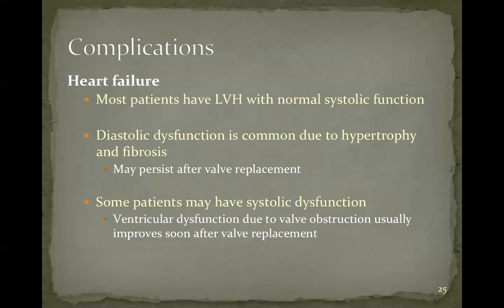Complications of aortic stenosis include heart failure. A lot of patients with aortic stenosis have LVH with normal systolic function. You will also see some patients develop diastolic dysfunction due to hypertrophy and fibrosis, and this diastolic dysfunction may persist after a valve replacement and may not be fully reversed after definitive correction of your aortic valve. Some patients, like I said, may have systolic heart failure as well. Ventricular dysfunction due to valve obstruction usually improves pretty soon after valvular replacement.